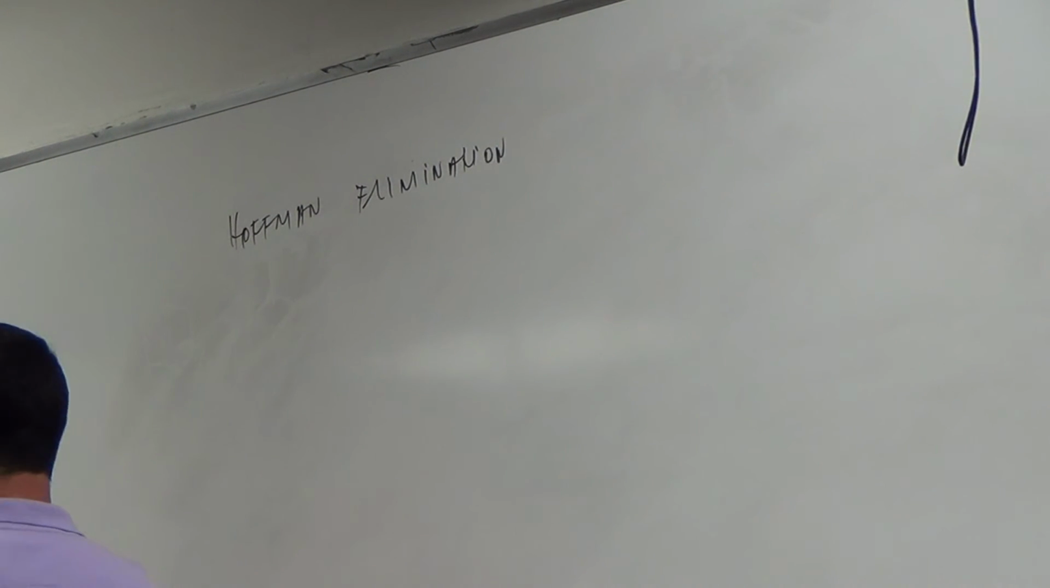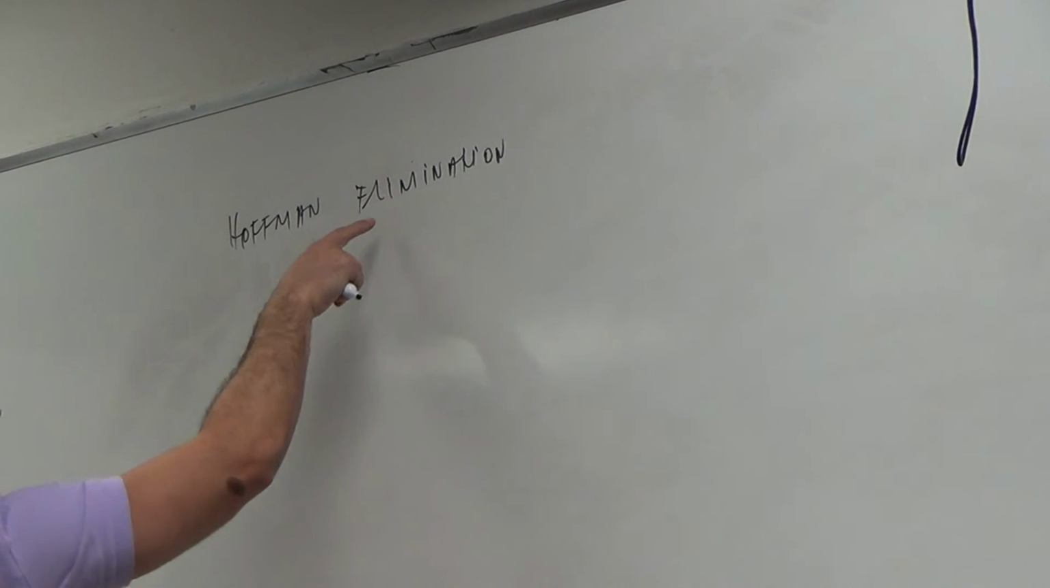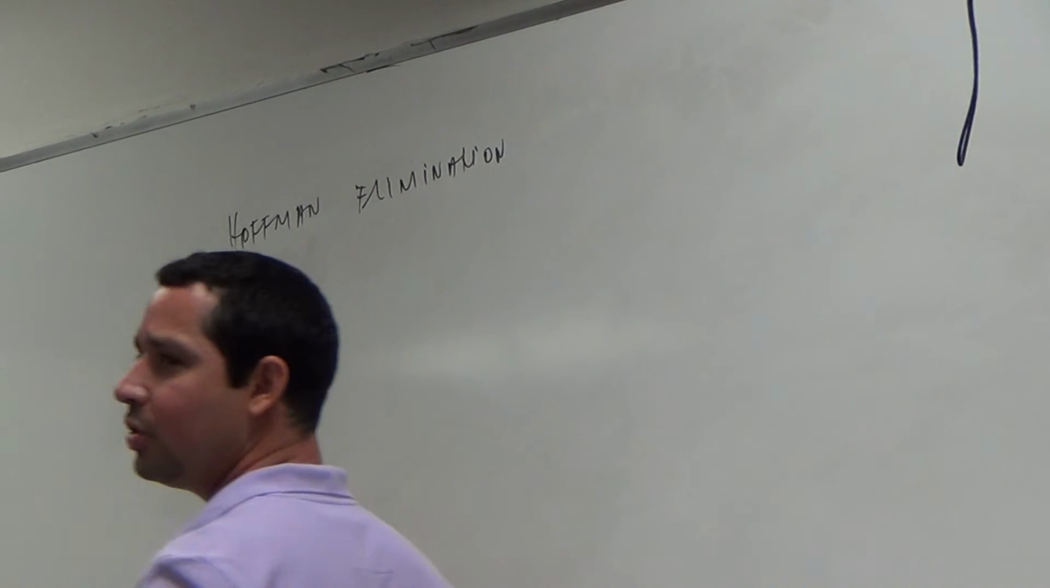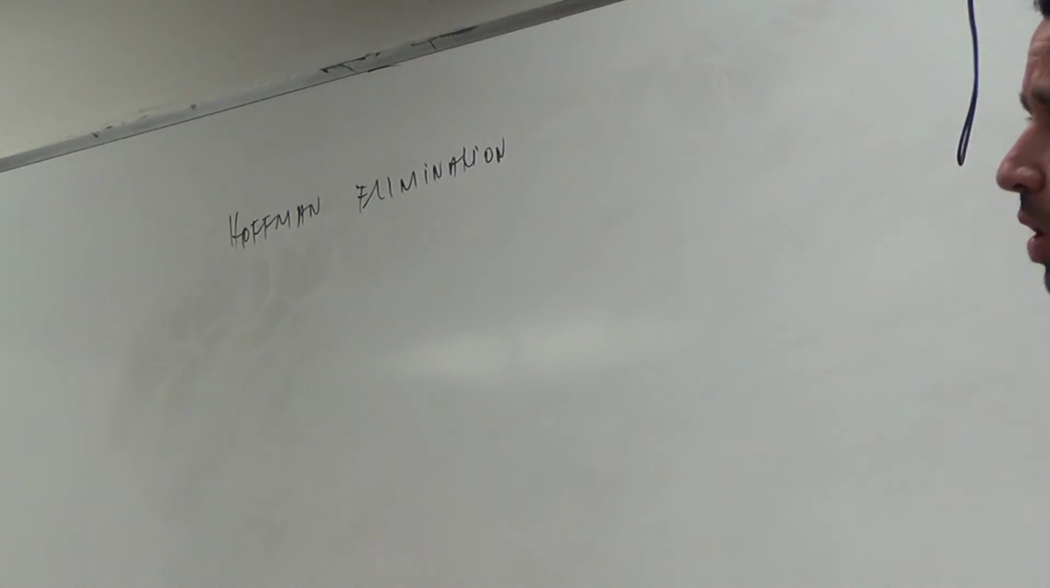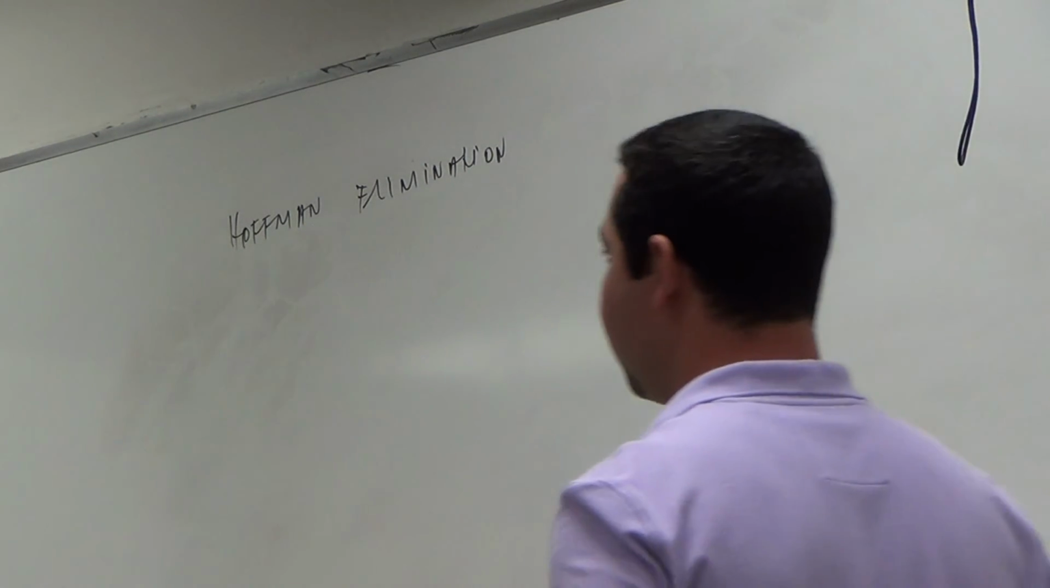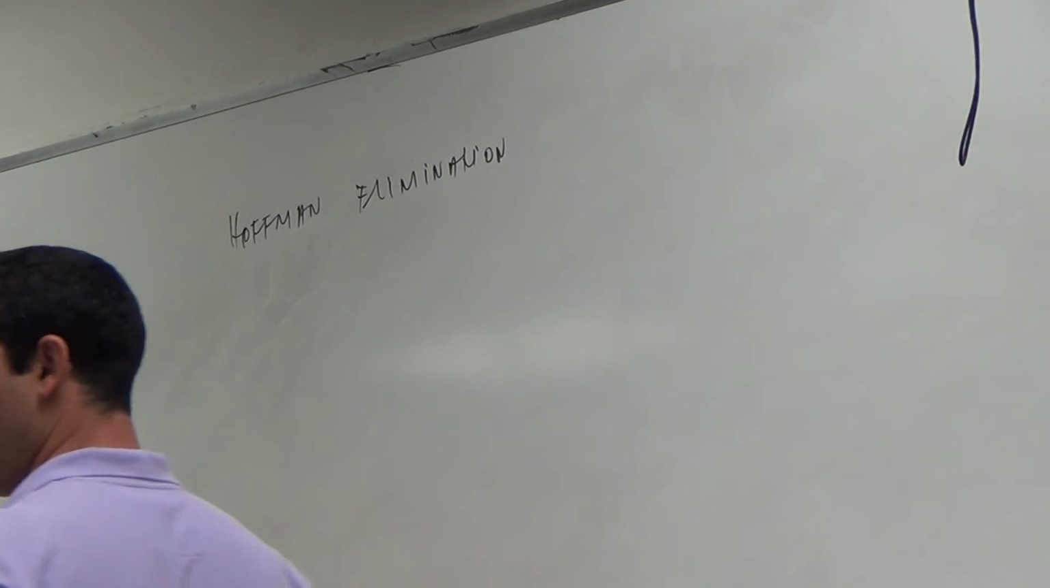Hoffman. So Hoffman elimination, what does an elimination give you? Double bond. Double bond? It gives you an alkene, yes? Yeah. This elimination here, what is it going to give you? An alkene. You have eliminations when you have alcohols, and you have eliminations when you have amines.